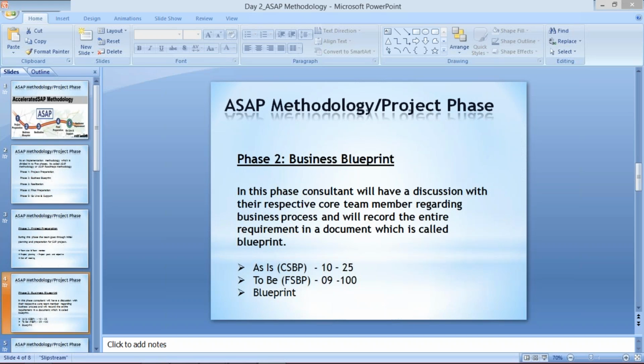Now we'll start from second phase. So the moment kickoff meeting is conducted, the moment kickoff meeting is finished, then we are switching to the second phase, that is called blueprint phase or business blueprint phase or BBP phase. BBP stands for business blueprint. Now, so what is happening in this second phase?